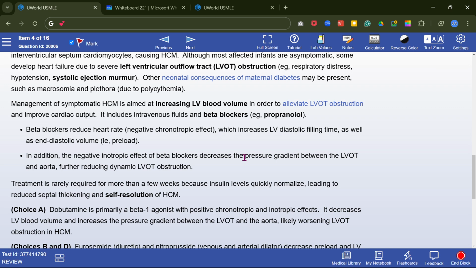So preload increases left ventricular diastolic filling. In addition, the negative chronotropic effect of beta blockers decreases the pressure gradient between the left ventricular outflow tract and the aorta, further reducing the left ventricular outflow tract obstruction. Treatment is rarely required for more than 1 week because insulin levels quickly normalize, reducing septal thickening and leading to self-resolution of the HCM.